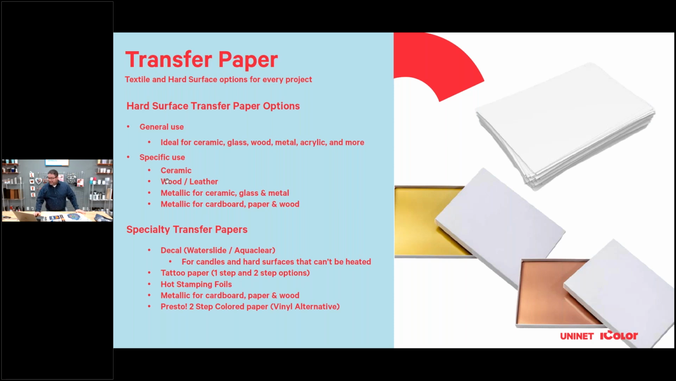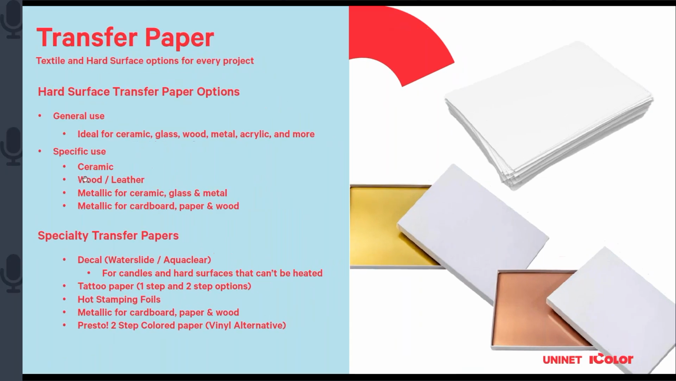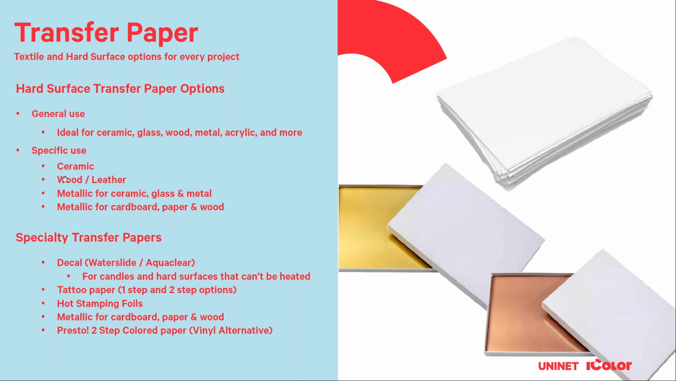All righty. Thank you. In addition to textile, we have hard surface paper. Generally, I recommend our general use paper, which is called hard surface premium, and it's ideal for pretty much anything: ceramic, glass, wood, metal, acrylic, whatever. We do have specific use papers for ceramic only, wood and leather, and metallic. But if you're not exactly sure what you're going to be doing and you want a general use paper, just go for the hard surface premium paper.